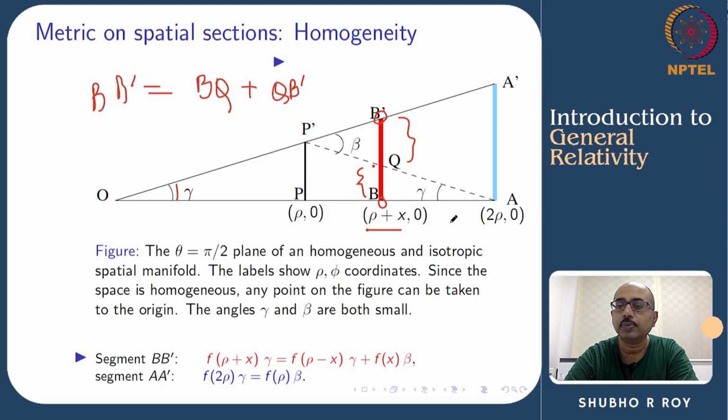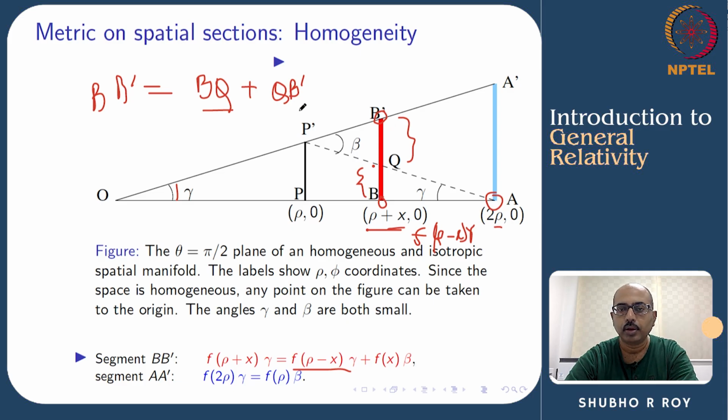And then, as I said, any point can be chosen as the origin. To determine BQ, I can choose A to be the origin, and then compare with respect to A. The rho coordinate of this point is rho minus x, because A is twice rho, and this is rho plus x. So the difference between them is rho minus x. So if I choose A to be the center, the length will be f of rho minus x times sine gamma. Again, this is equal to gamma. So this is f of rho minus x times gamma, and here I'm regarding A to be the center.